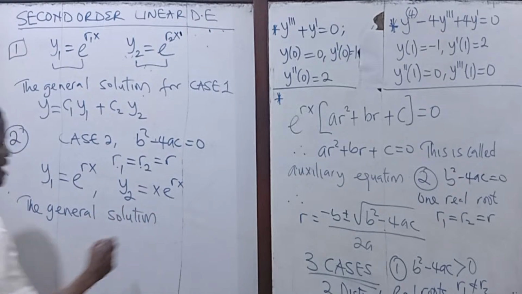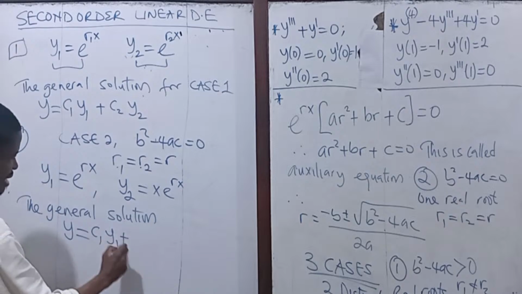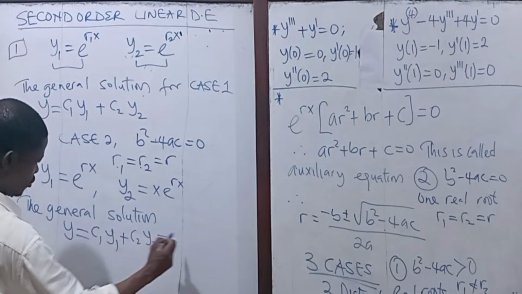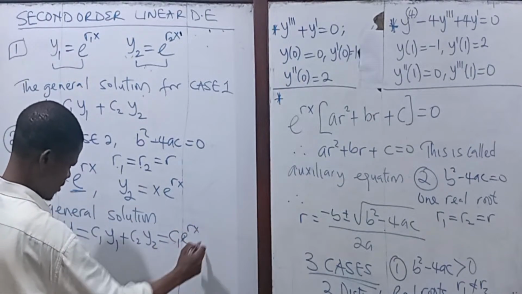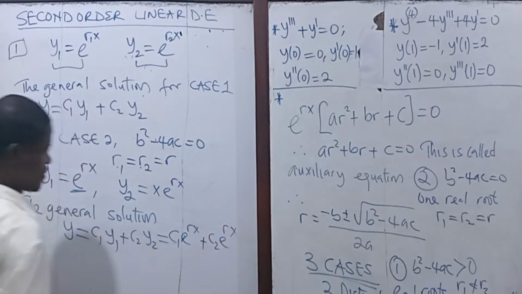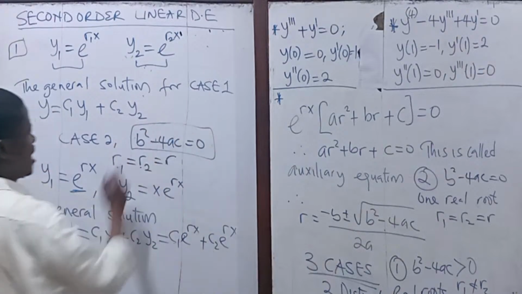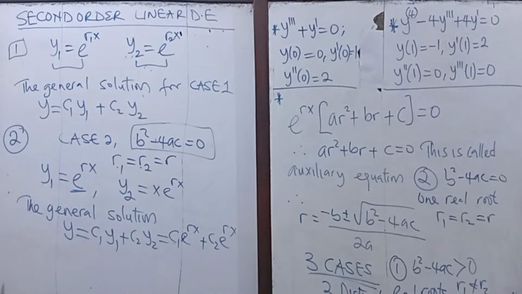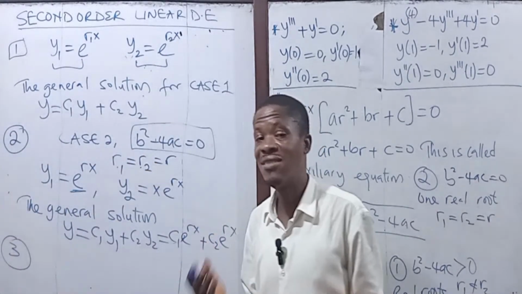The general solution is y equal to C1 y1 plus C2 y2, which is equal to C1 e to the power Rx, plus C2 x e to the power Rx. So this is the case of repeated roots when you have the discriminant equal to 0. Then the third case is when the discriminant is less than 0.